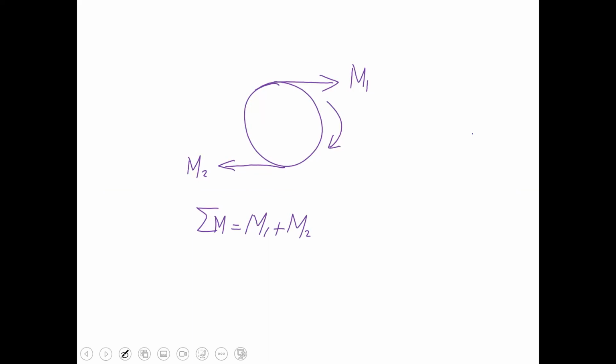M1 and M2, look at the circle. The wheel is moving in one direction and the moments are being added. Why are the moments being added? Because they both are clockwise moments. So moments in the same direction are added.